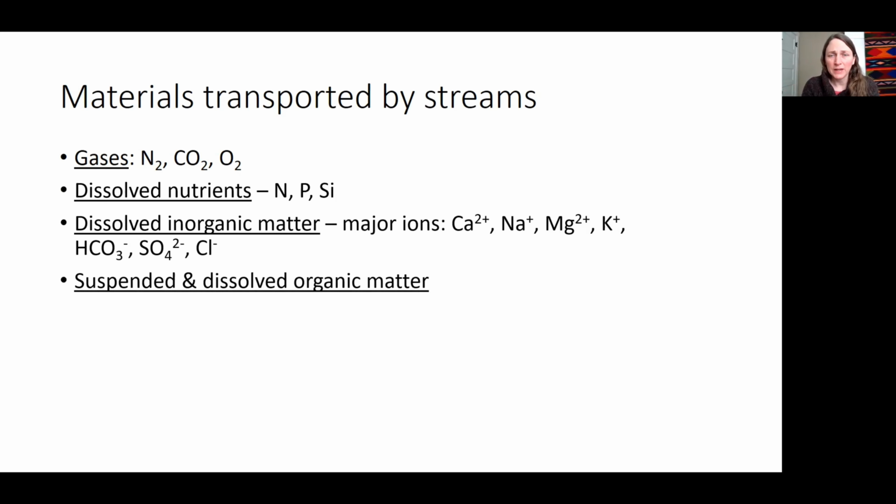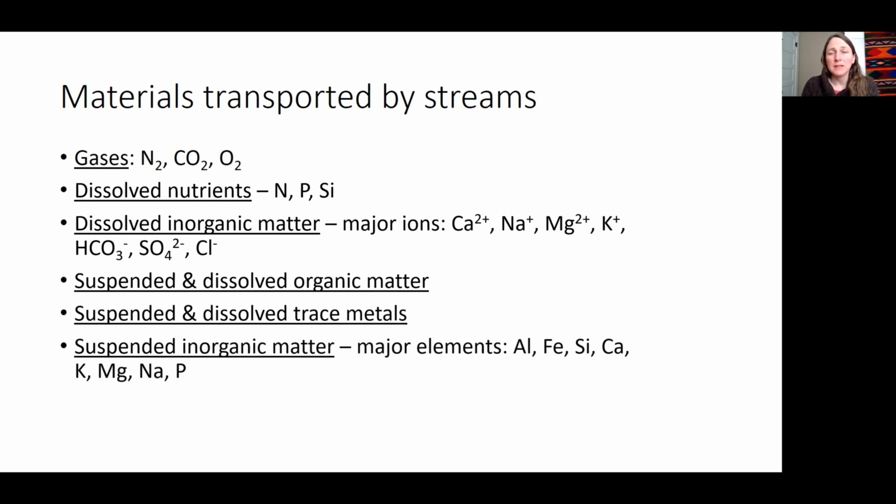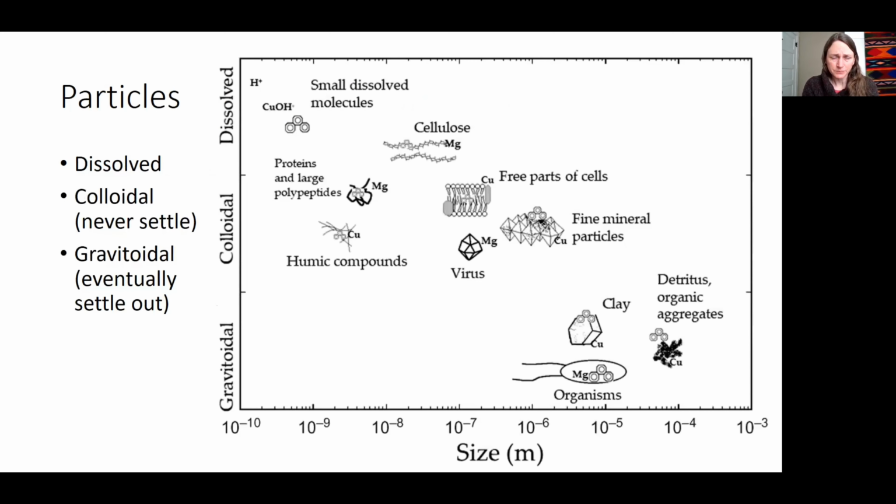Suspended and dissolved organic material. Materials can either be dissolved in the water column or they can be lifted up, carried, and then dropped again, suspended. There are suspended and dissolved trace metals. Then there's suspended inorganic material. So other major elements, things that wouldn't necessarily be considered nutrients, but might be micronutrients, things that are important in small quantities like aluminum, iron, silica, calcium, potassium, magnesium, sodium, and phosphorus.